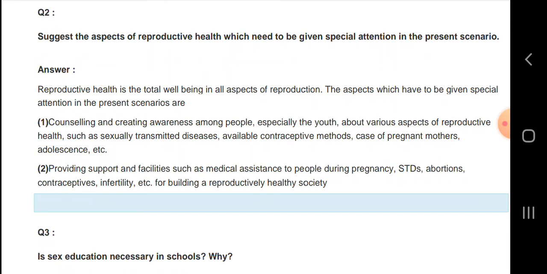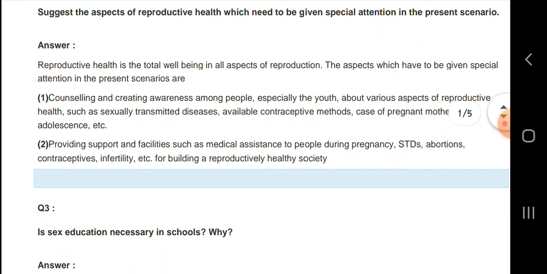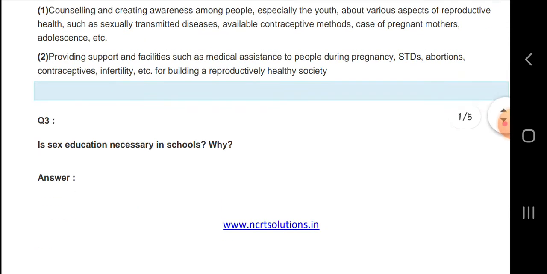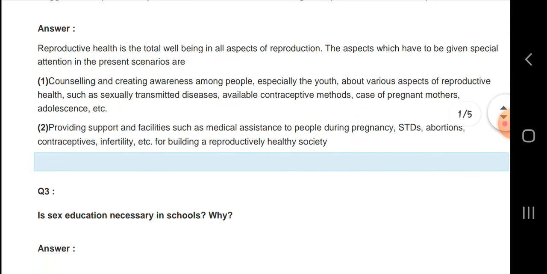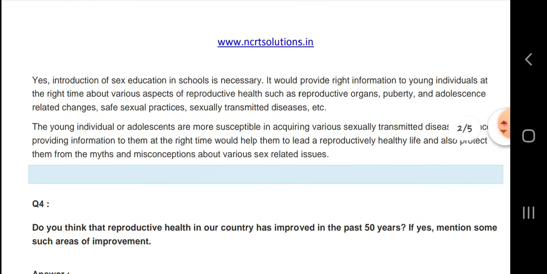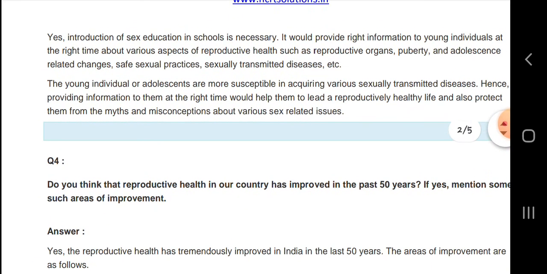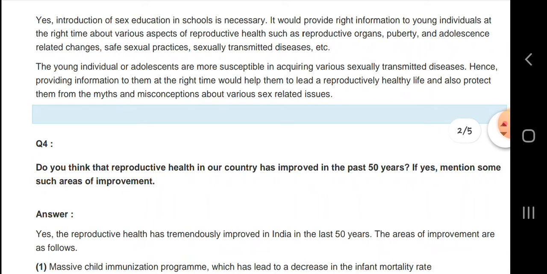Next, let us suggest the aspects of reproductive health which need to be given special attention in the present scenario. Reproductive health is the total well-being in all aspects of reproduction, as you know. So counseling and creating awareness among the people, especially the youth, about various aspects of reproductive health, and providing support and facilities such as medical assistance to people during pregnancy and abortions and other things, are needed for building a reproductively healthy society.